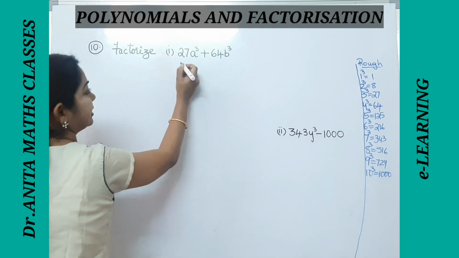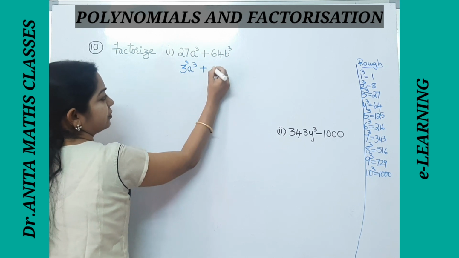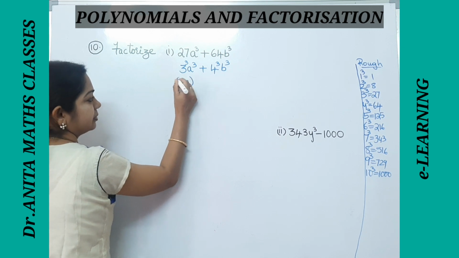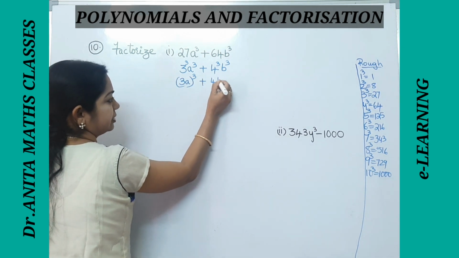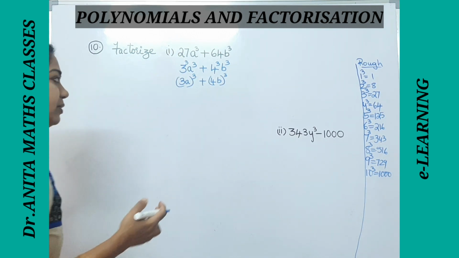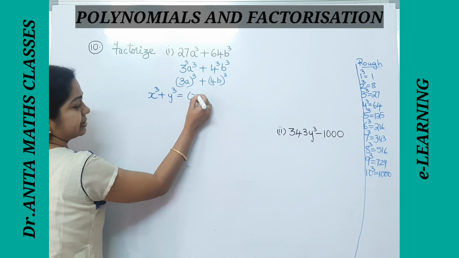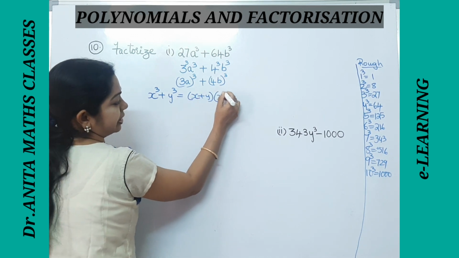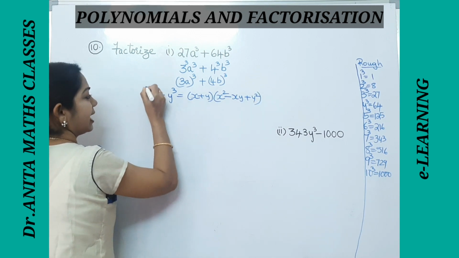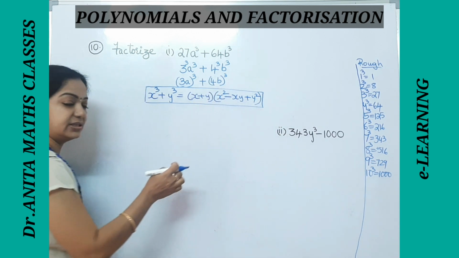Here 27, clearly I can write as 3 cube, a cube. And 64 is 4 cube, b cube. I can club them: 3a whole cube plus 4b whole cube. Now this comes into the form of the above result which we found in the 9th problem. The above result is x cube plus y cube, which we got as x plus y into x square minus xy plus y square. This is the algebraic identity which we have to memorize.